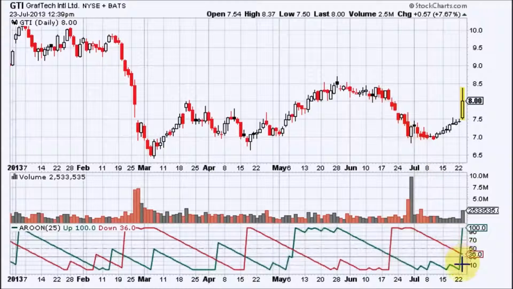Okay, and one more time for the bulls, they win right here because Aroon Up crosses up through the 50 line, crosses up through Aroon Down, and hits 100, showing a very strong uptrend here.